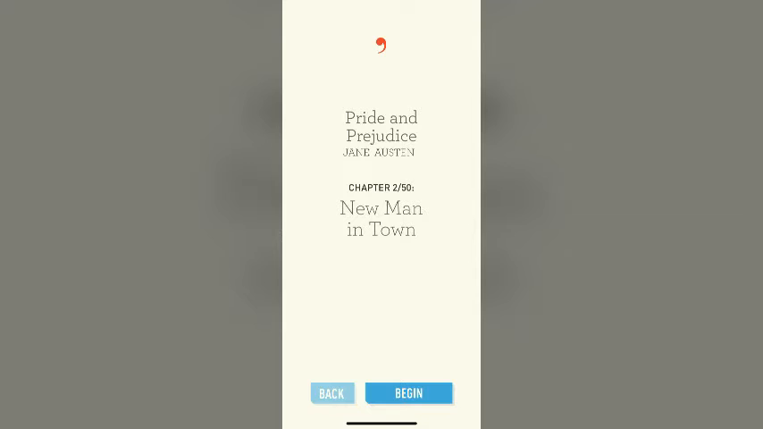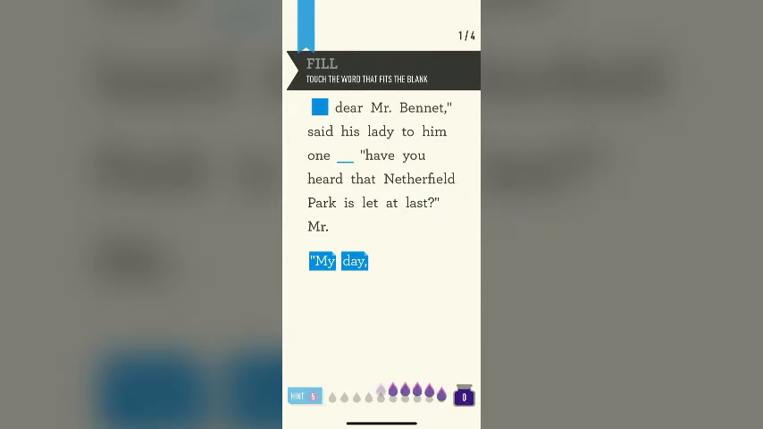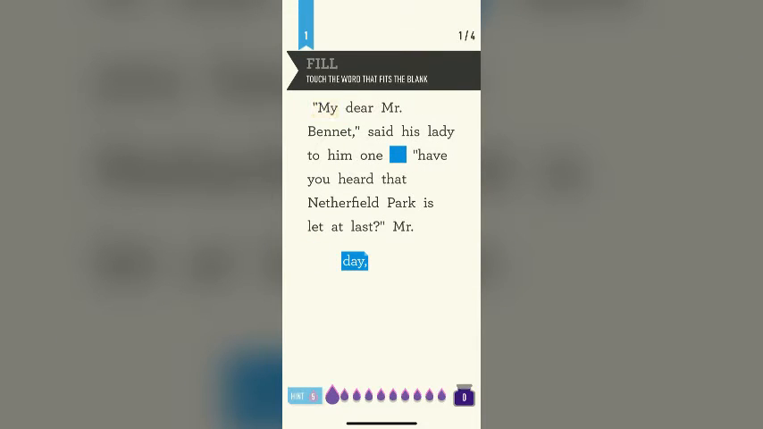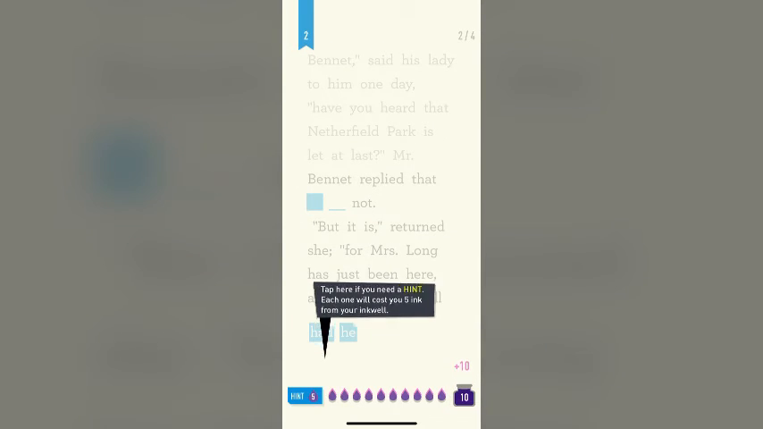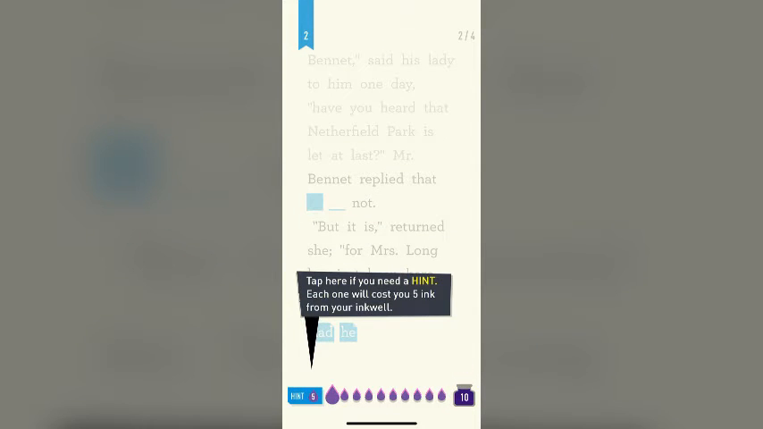Pride and Prejudice, Chapter 2, New Man in Town. My dear Mr. Bennet, said his lady to him one day, have you heard of Netherfield Park? Okay, tap here if you need a hint. Each one will cost you 5 ink from your inkwell. I see, okay, so there's 10 of them.